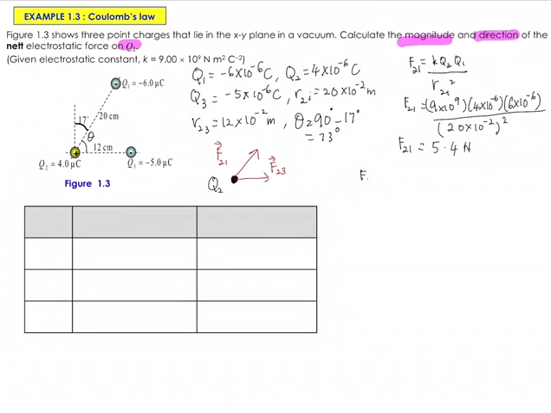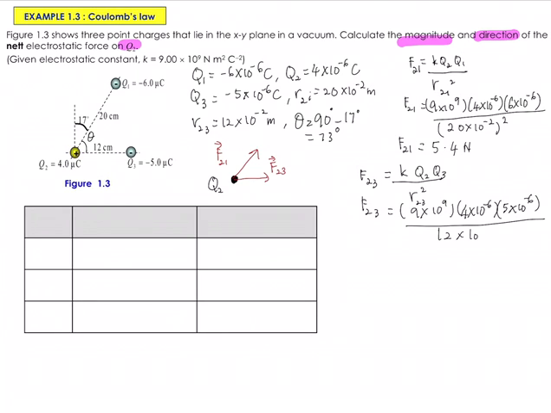Next is F23, right? k Q2 Q3 over R23 squared. F23, substitute value. Q2 is 4 times 10 power of negative 6. Q3 is negative 5 microcoulomb. Just take the magnitude, 5 times 10 power of negative 6, divide by 12 times 10 power of negative 2 squared. So you will get your F23, calculate it, you will get 12.5 Newton.